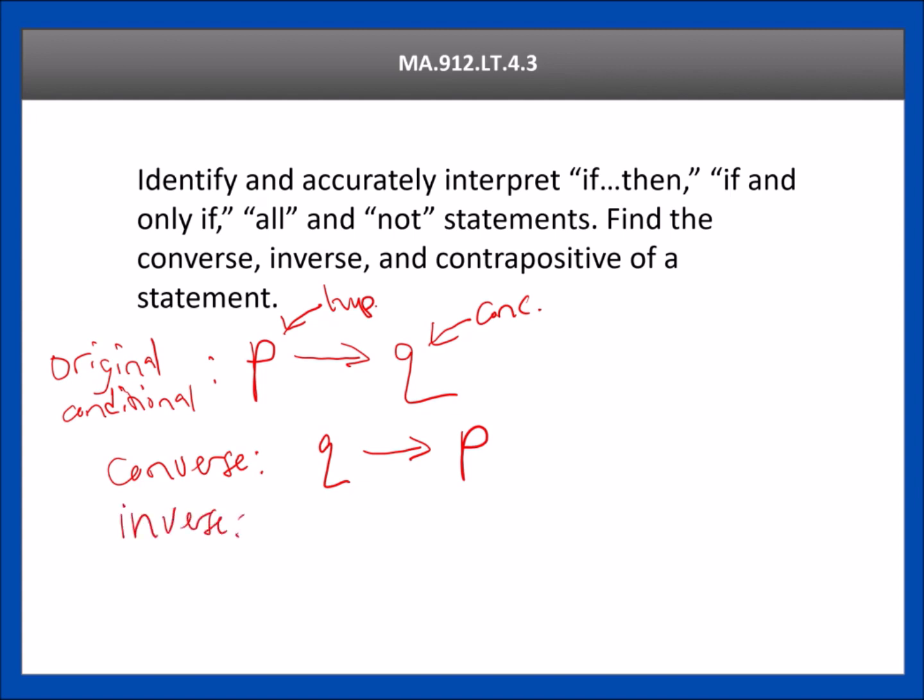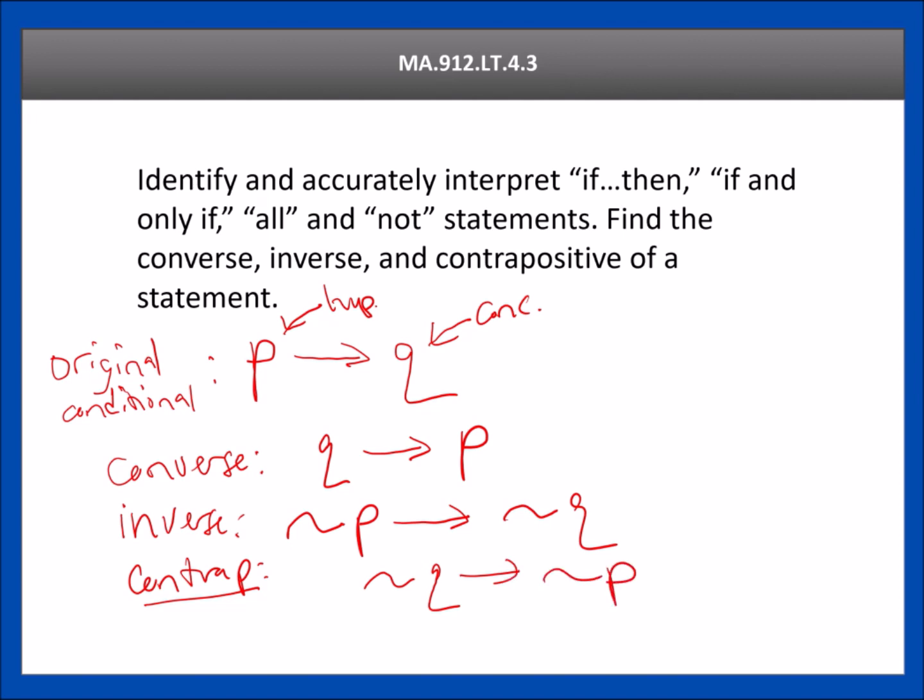Inverse is you take the original conditional and you negate it. So you do the opposite of it. So not P implies not Q, where this not operation means you're going to do the opposite. And then contrapositive is you do both. So you do the inverse, and then once you do the inverse, you do the converse of that. So you switch it. So not Q implies not P. All right, so this will make sense once we do the example.